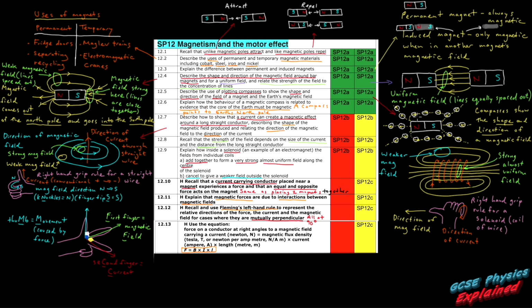And the Earth, where the North Pole is and the South Pole is, there's exactly the same field coming out of the Earth. But obviously it's not horizontal like that. The poles would be vertical.